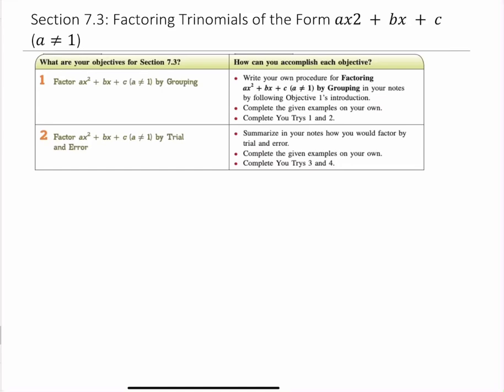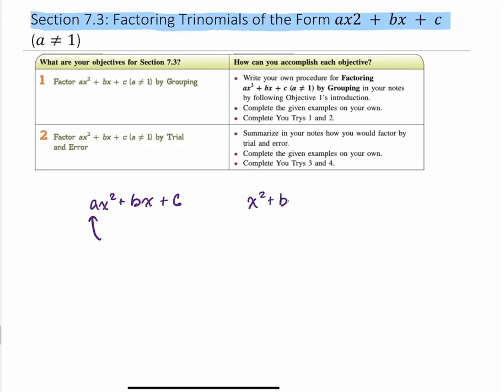In this video we're covering section 7.3 on factoring trinomials in the form ax squared plus bx plus c, where this a term is not equal to 1. In the last video on section 7.2 we saw some factoring techniques when we just had x squared plus bx plus c. So in that case, we could say the a term is 1. In the more general sense, a trinomial might have some number in front, like 3x squared plus 2x plus 1.